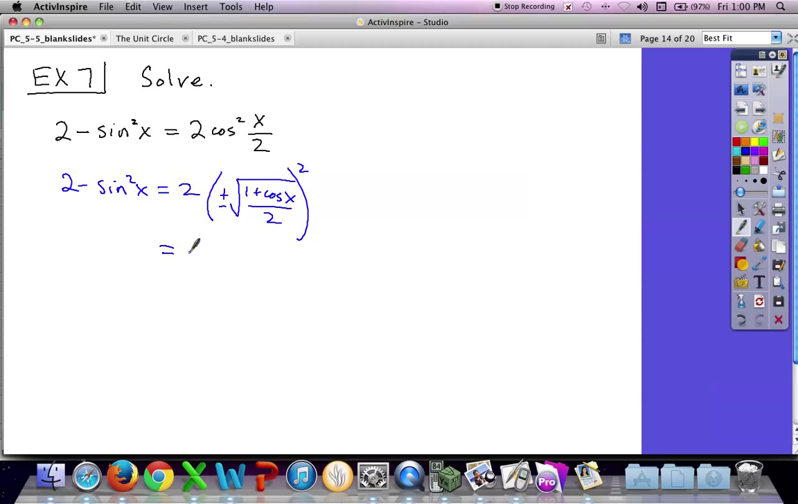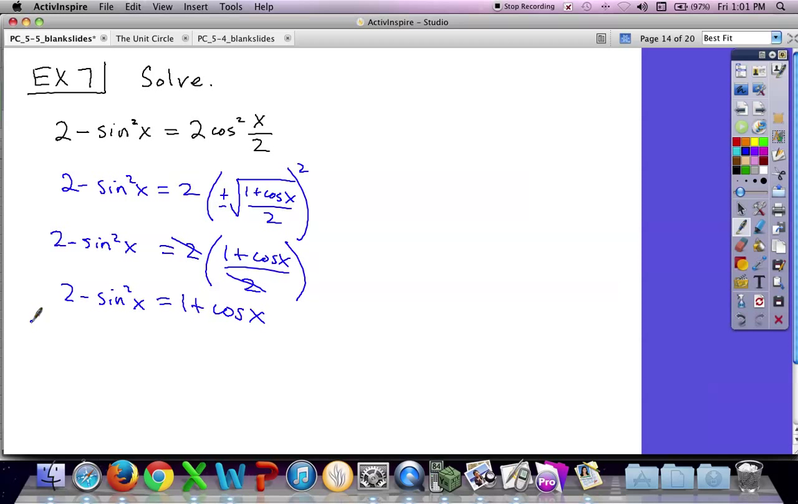Right, so this is 2 times 1 plus the cosine of x over 2. And the 2's cancel. We still have this here, right? 2 minus sine squared of x on the left. Right here, the 2's cancel. So now we've got 2 minus sine squared x equals 1 plus cosine x. Okay, now we've got a different issue.